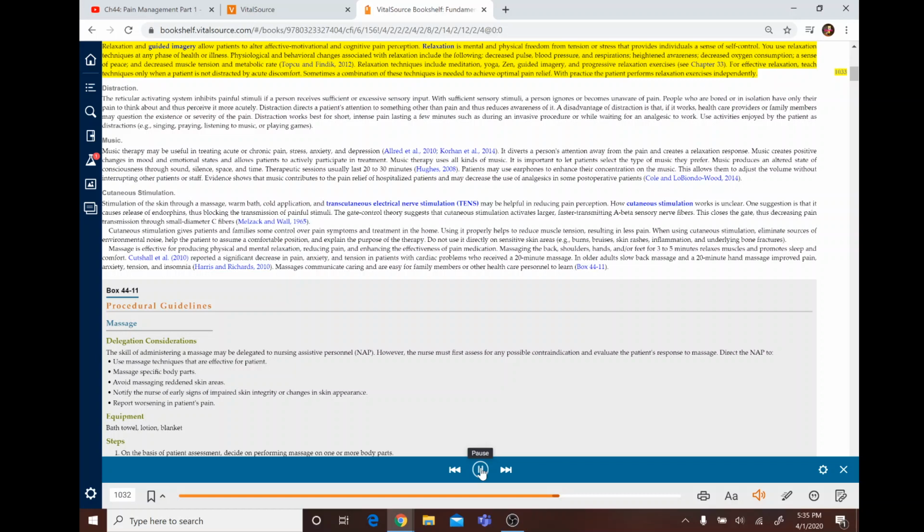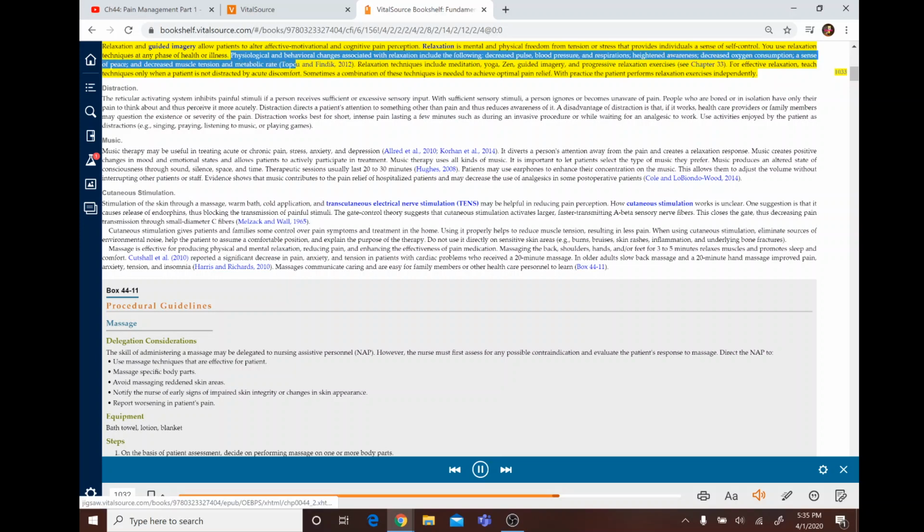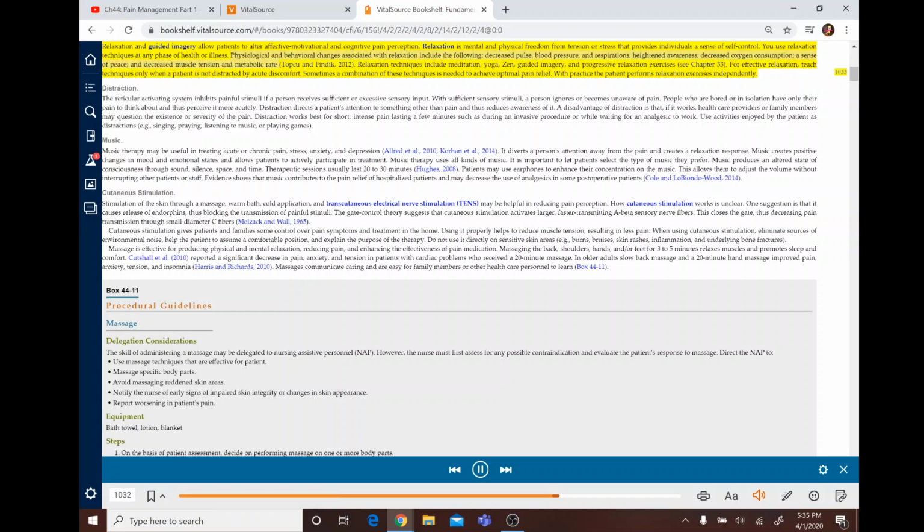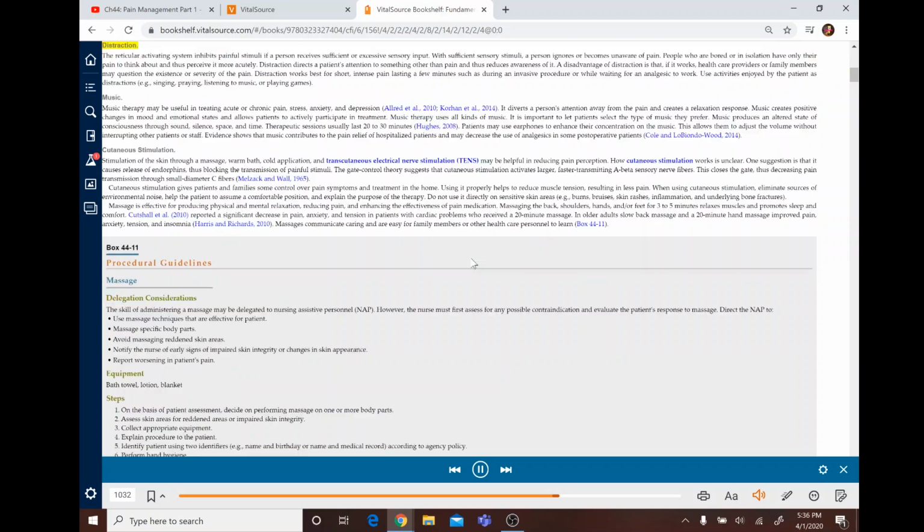Physiological and behavioral changes associated with relaxation include the following: decreased pulse, blood pressure, and respirations, heightened awareness, decreased oxygen consumption, a sense of peace, and decreased muscle tension and metabolic rate (Topcu and Findik, 2012). Relaxation techniques include meditation, yoga, Zen, guided imagery, and progressive relaxation exercises. See Chapter 33. For effective relaxation, teach techniques only when a patient is not distracted by acute discomfort. Sometimes a combination of these techniques is needed to achieve optimal pain relief. With practice, the patient performs relaxation exercises independently.